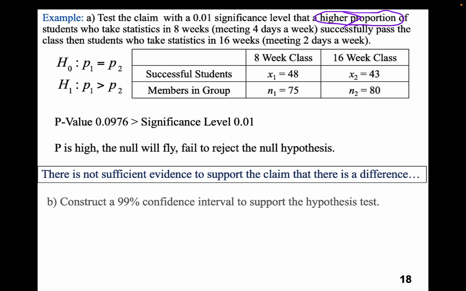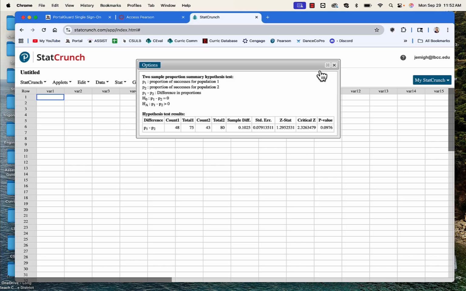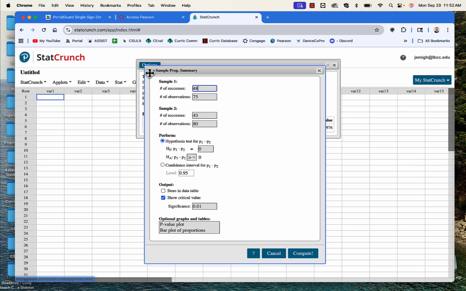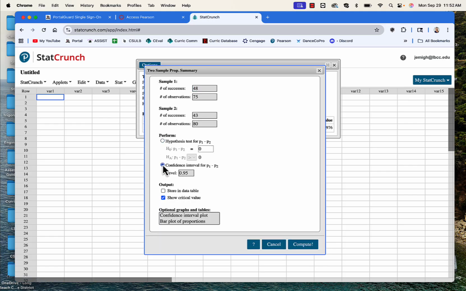All right, part B. Construct a 99% confidence interval to support the hypothesis test. Notice here, guys, for part A, we had a significance level of 0.01, which goes with the confidence level of 0.99. They're complements of each other. All right, let's go back to StatCrunch and run a confidence interval instead. Just go to Options and Edit and change the task right here. Update that confidence level. And we're good. Compute.